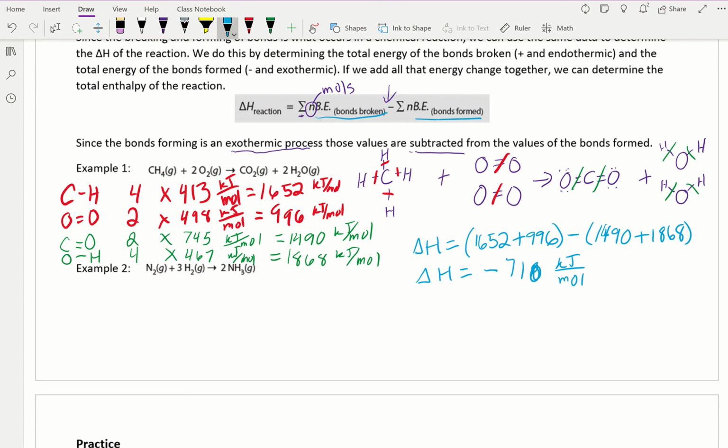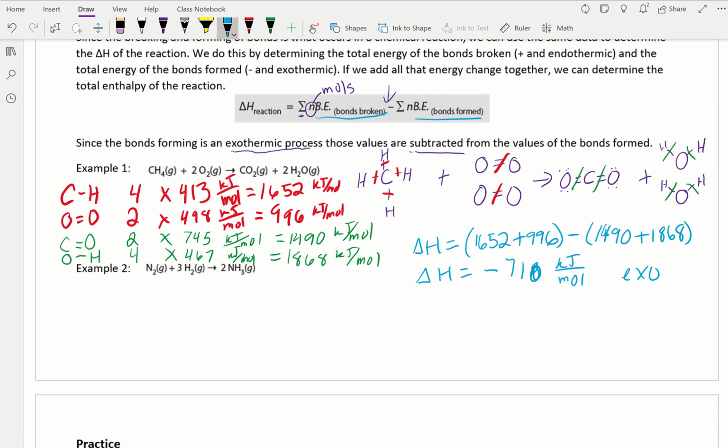So what does that tell me? That tells me that more energy is released in this process. That's exothermic. So we are getting rid of extra energy, right? We released more energy when the bonds were formed than we took in when they were broken, right? So that is our total bond enthalpy of our reaction.